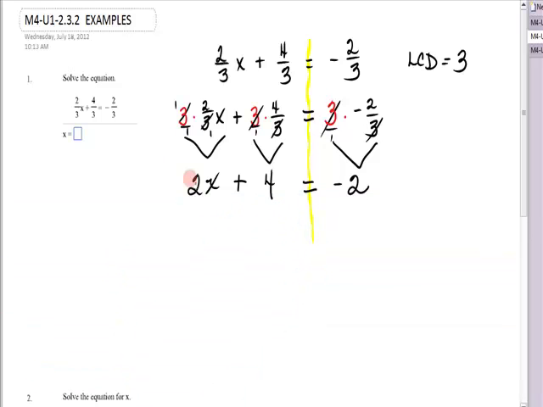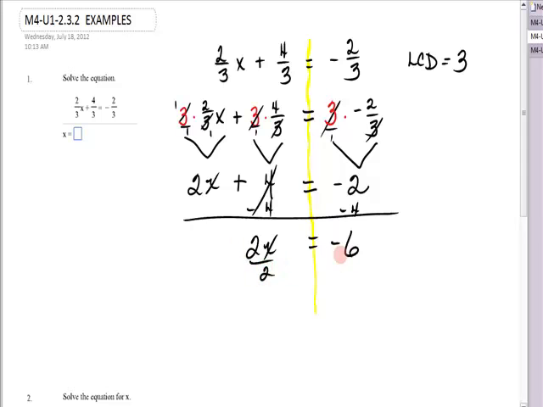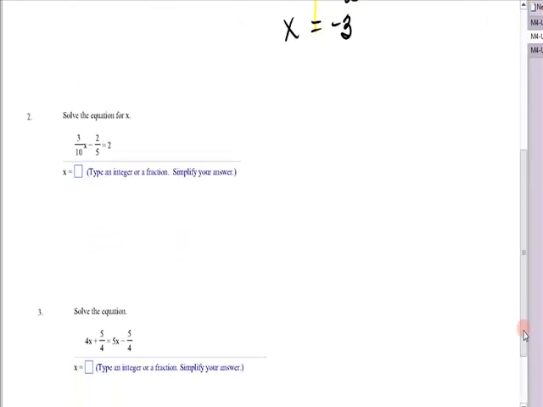All right, I now have an equation. Its solution is the same as the solution to the first equation, but there's no fractions. I don't have variables on both sides, so I focus over here. I want the variable by itself. I'm going to subtract 4 from both sides. That leaves me with 2x is equal to negative 6. Divide by the coefficient, which is 2, and x is equal to negative 3. You use the LCD as a tool to eliminate the fractions in the equation.